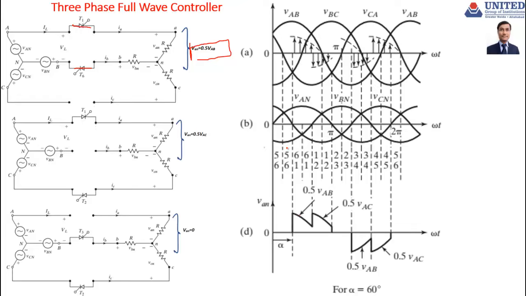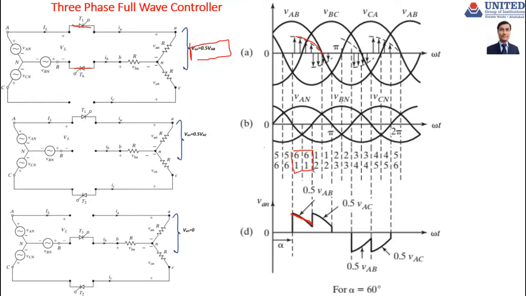Here we see that this one is the line voltage, and when we take the half amplitude of this line voltage, we get it like that during this interval. So we will draw the half amplitude of this line voltage like that. So in this interval, when 6 and 1 are conducting, we get the output voltage VAN as half of the line voltage.